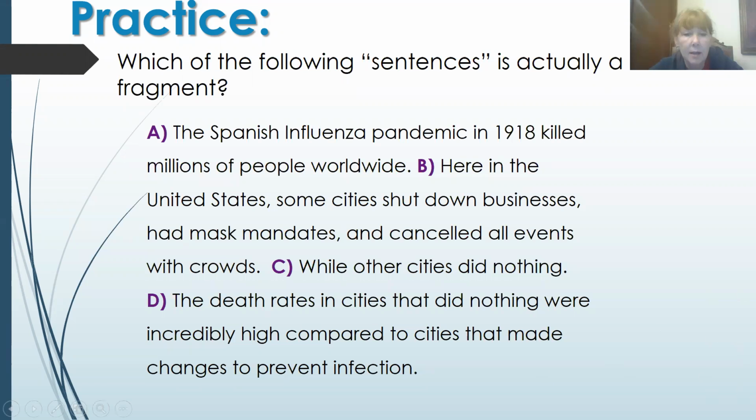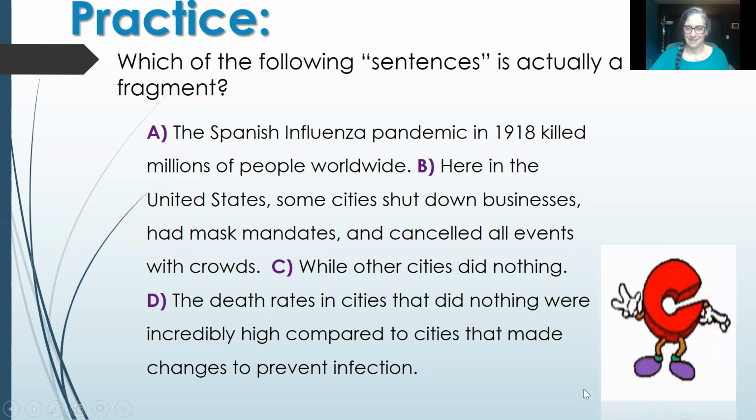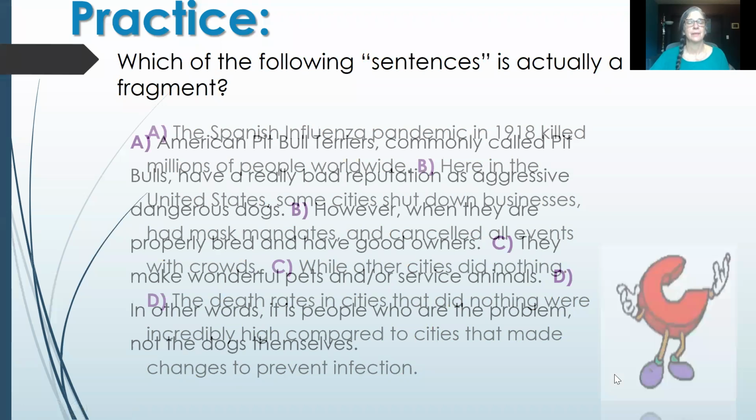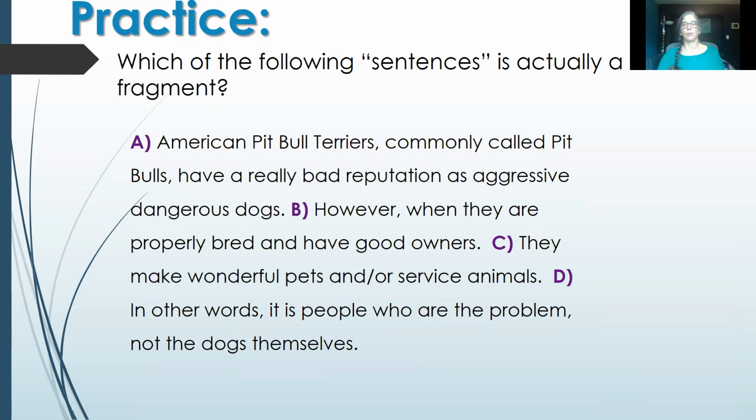You can connect it to the sentence before. Here in the United States, some cities shut down businesses, had mask mandates, and canceled all events with crowds, while other cities did nothing. Yep, I think that's a great fix. C was the correct answer. All right. Which of the following sentences is actually a fragment?